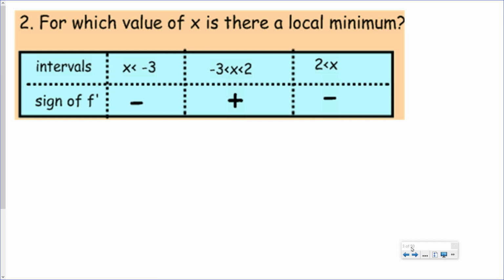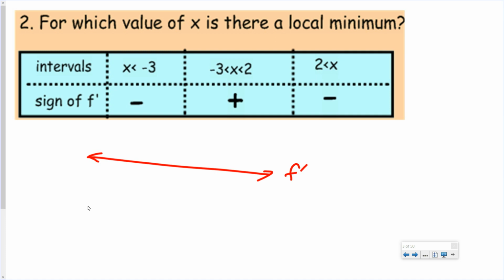Now that you're completely confused, let's do this problem. For which value of x is there a local minimum? Guys, if you get a table on your test or on your AP exam, convert the table to a number line. That's where it's going to help you. Students who don't do the conversion usually miss this problem. Students who do the conversion most of the time don't miss this problem. So let's go ahead and convert this.